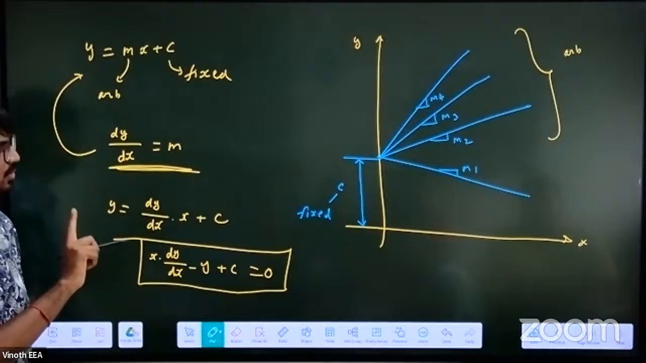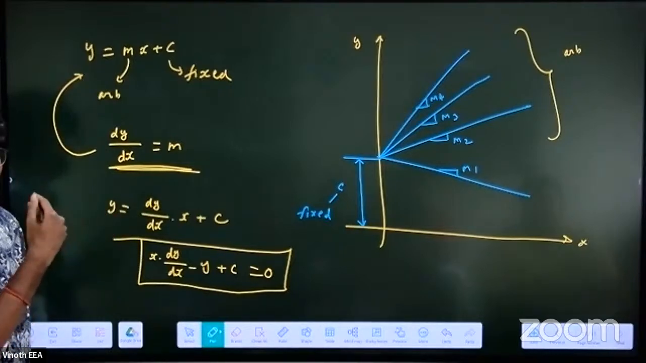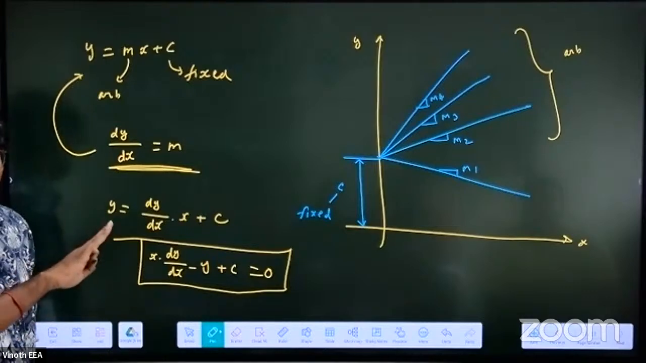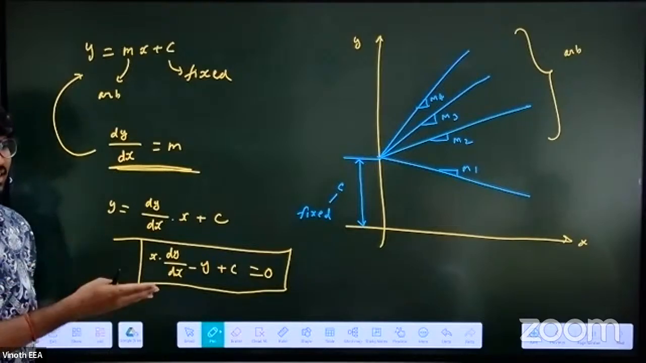If there is one arbitrary constant, you do it only one time. But if there are two arbitrary constants, compulsorily you need to do it 2 times. If it is 3, compulsorily you need to do it 3 times. So what does it actually indicate?